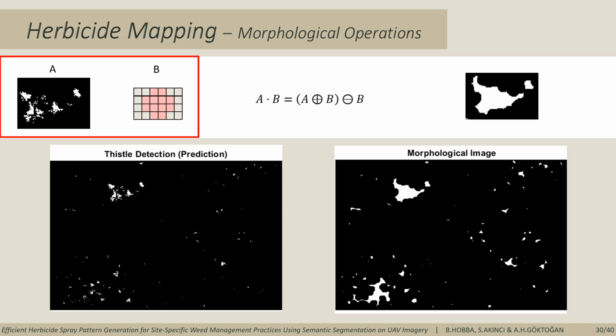A represents the prediction image, and B is a structuring element. The size of the structuring element was determined through testing the accuracy, efficiency, and saved herbicide on the dataset. Morphological closures were used to increase the represented size of all weeds. This enabled weed clusters to be accounted for.